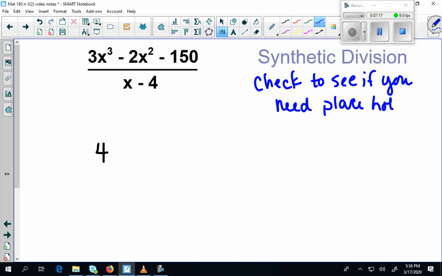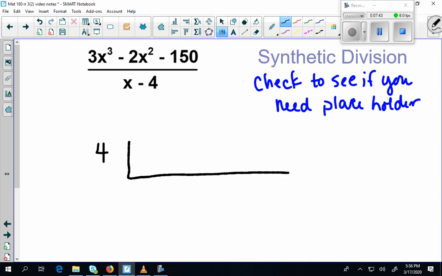So this is degree 3, so I have to make sure everything from 3 down is represented. So x to the third, well, yeah, it's degree 3. So x to the second, yep. X to the 1, no, I don't have anything. So I'll have to put a placeholder in for that. So this time I'm going to draw the bracket upside down.